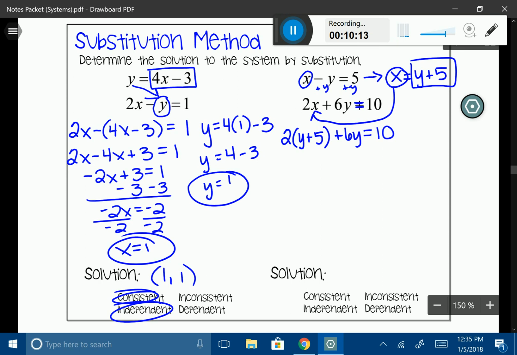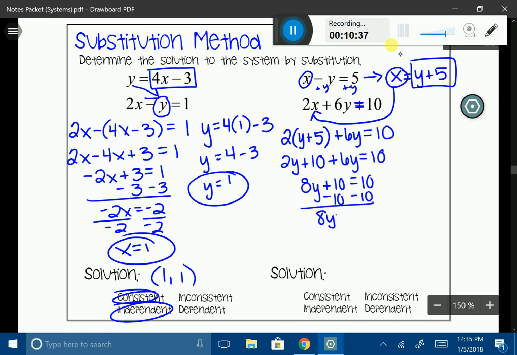Okay, now let's go ahead and distribute. So we have 2y plus 10 plus 6y is equal to 10. Simplify it out. I have 8y plus 10 is equal to 10. And then just keep simplifying it down. Y is equal to 0.